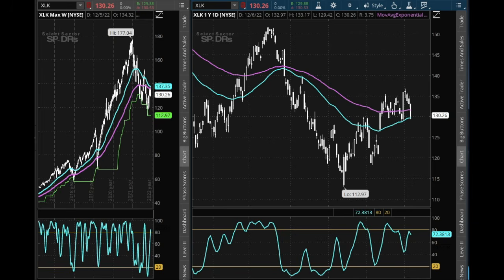This is TD Ameritrade, otherwise known as Think or Swim. So the first thing you want to do when you open up your trading platform is to go through your watch list, right? So you should have created a watch list of all the potential stocks and ETFs that you want to trade the credit spreads on.